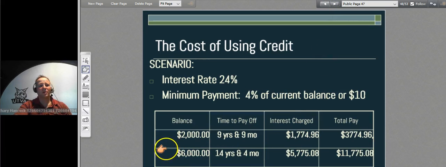Okay. Here's some other ones. 24% interest rate, which is pretty common. Minimum payments, $2,000. You're gonna spend 9 years, 9 months to pay it off with the minimum payments.